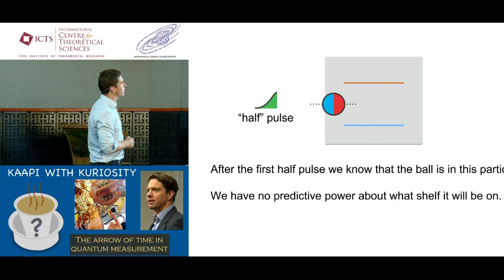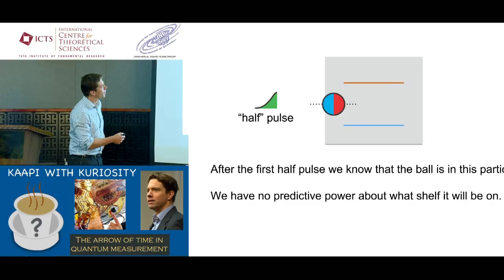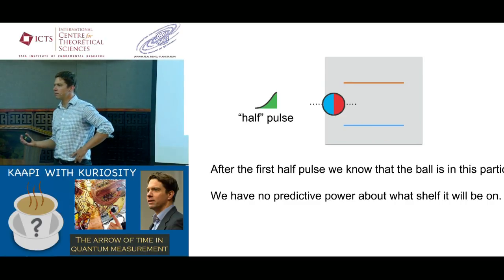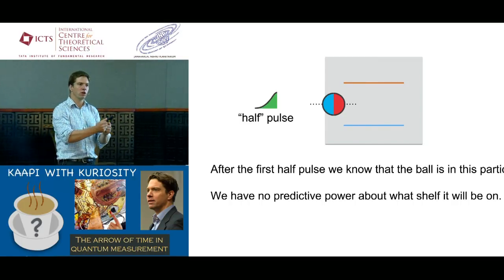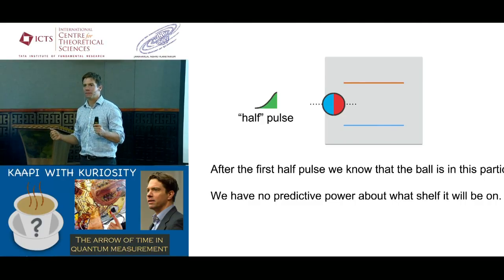Okay. So here's the experiment we want to do. We know that after we put in this half pulse, we have this specific superposition state. It's the top shelf and the bottom shelf at the same time. But if we open the box, we know that we don't know what shelf it'll be on. It'll be 50% chance of top, 50% chance of bottom.